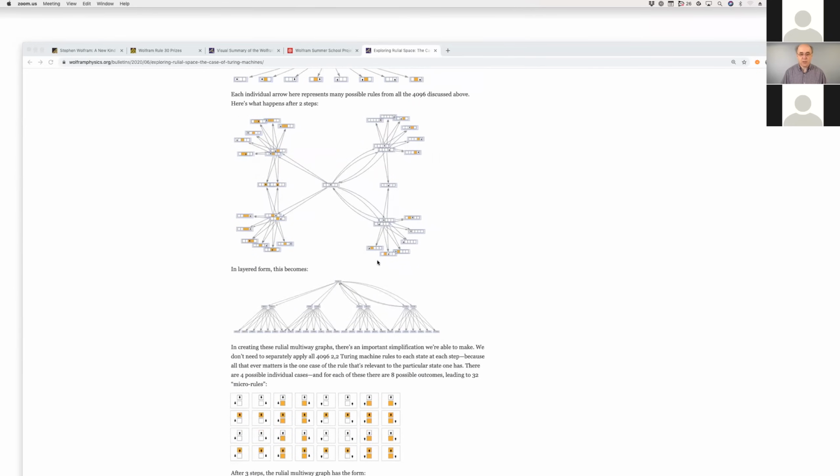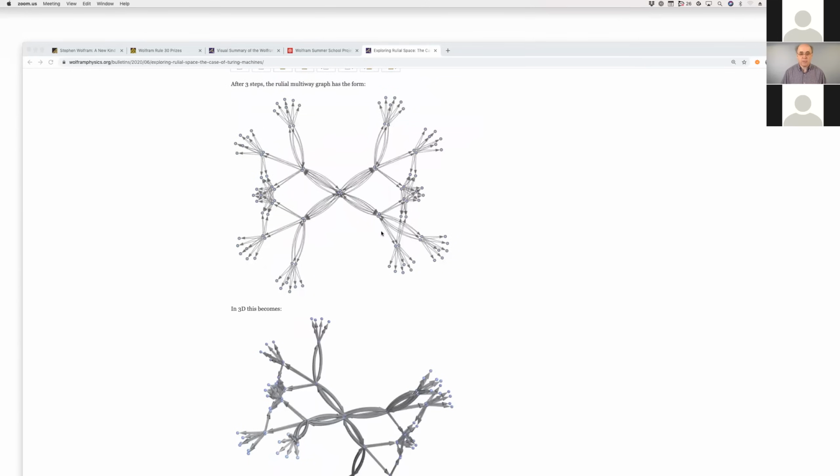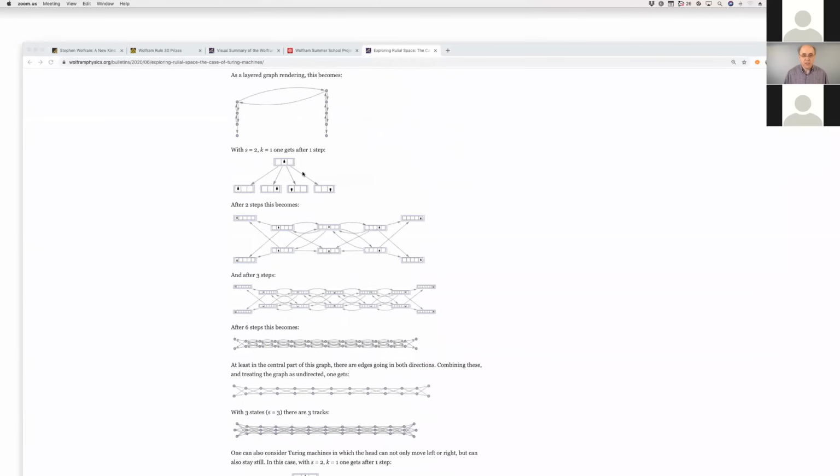So we can do this, we can look at all possible rules, and we get this thing that is essentially the rulial space, or the rulial multi-way graph of Turing machines. So this thing here is just the beginning, the first few steps for the simplest kinds of Turing machines, but this is the beginning of a graph that represents sort of all possible Turing machines evolving in all possible ways. And so we might say, well, what can we say about this? Well, it turns out we can say all kinds of things.